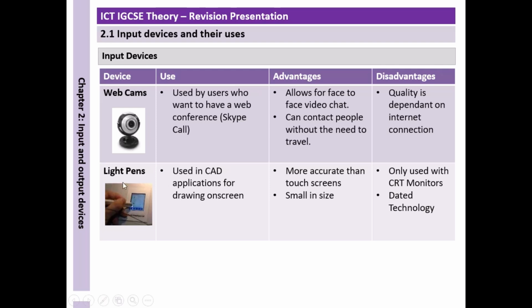And then we have got light pens, used in CAD. These CAD applications are for architecture, for drawing on screen. So with this one you just draw on the screen directly. More accurate than a touchscreen, and small in size. Only used with CRT monitors, cathode ray tube. These are old machines which were replaced by LCD. It is an outdated technology. So you have to look for a CRT, which I think is no longer on the shelves of the shops.